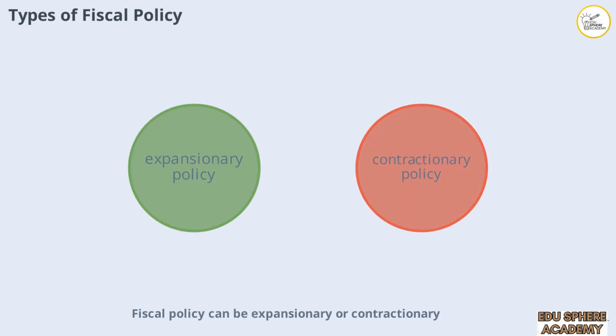Fiscal policy can be expansionary or contractionary. Expansionary fiscal policy involves increasing government spending or reducing taxes to boost aggregate demand, often used during recessions. Contractionary fiscal policy, on the other hand, decreases spending or raises taxes to reduce aggregate demand, helping control inflation. Understanding these types helps explain how governments respond to different economic challenges and maintain stability.